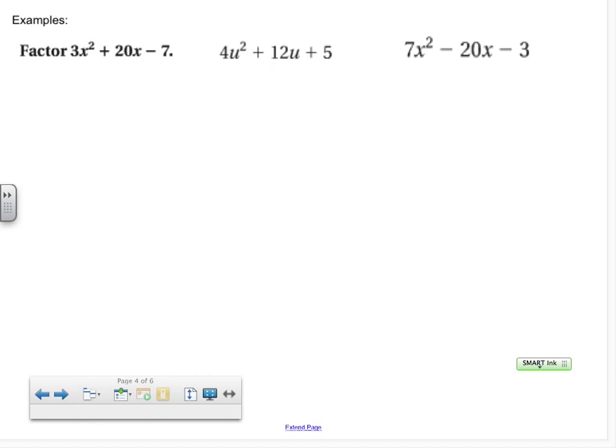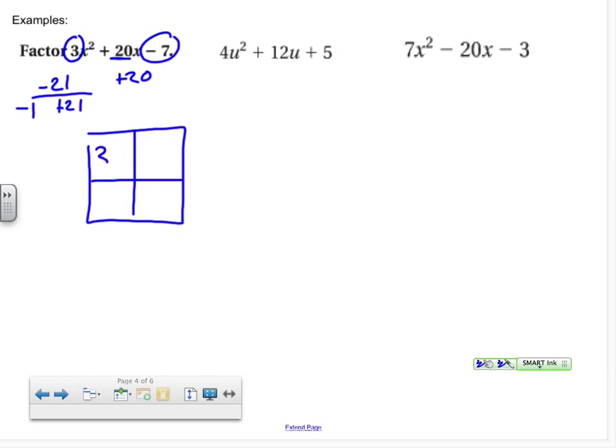So for 3x squared plus 20x minus 7, again, we're going to multiply a and c, so that's negative 21. What multiplies to negative 21 and adds to 20? And again, just start trying numbers. Start with the easiest. How about 1 times negative 21? That adds to negative 20, so that's not quite right. But if I change the signs, I'll still multiply to negative 21, and now it adds to 20. So I'll make my box.